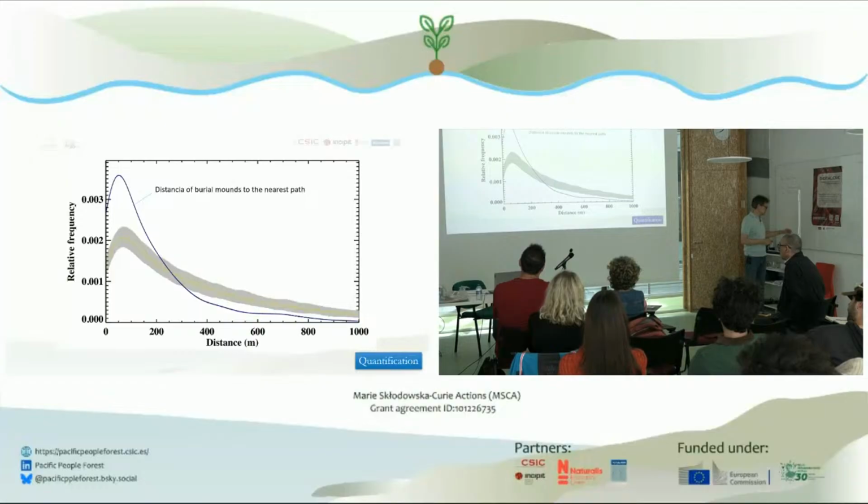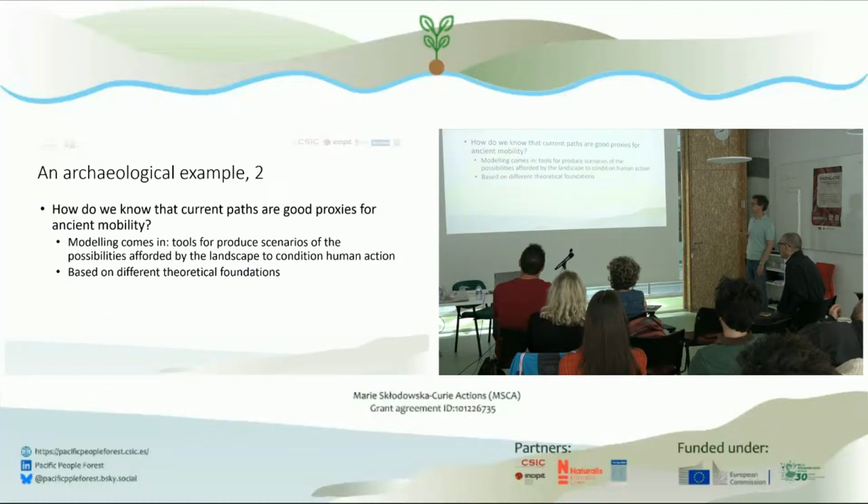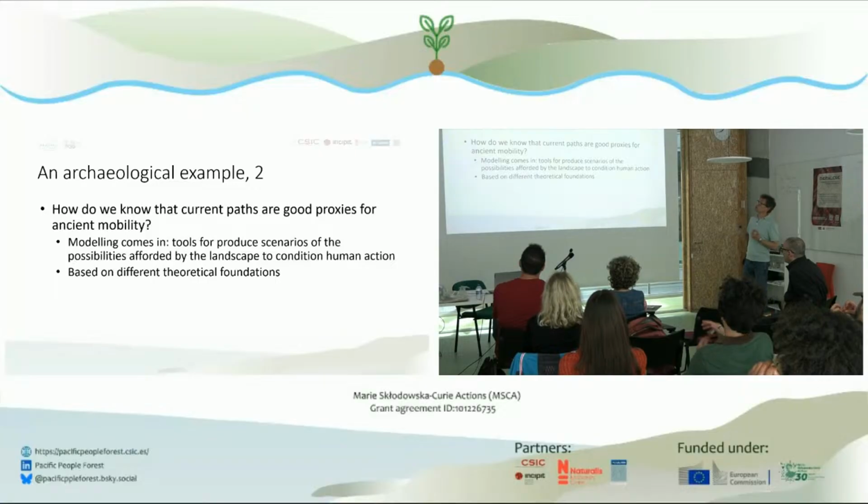One thing remains, one of the 4 benefits of using GIS as an analytical tool remains to be explored, with this modeling. I didn't mention anything about modeling. So, how do we know that the current paths are good proxies for unseen mobility? Because we are measuring the distance between mounts and the paths that exist today.